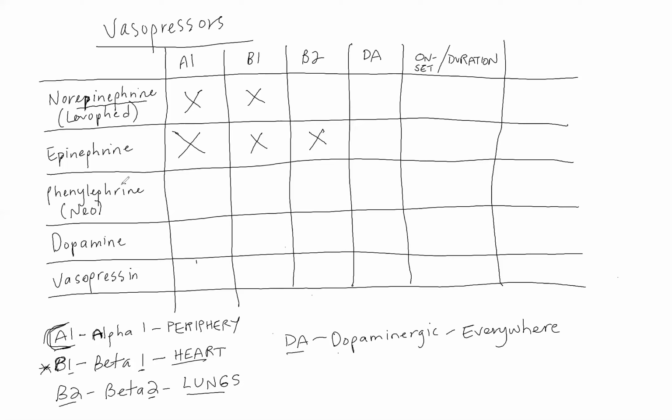Okay, so phenylephrine. Let's talk about phenylephrine. Phenylephrine is kind of unique. Phenylephrine, or neo, is actually a pure alpha 1 agonist. So it only hits the alpha 1 receptor. And we'll talk about what the benefit is and why you might use phenylephrine over a different medicine at some point in time.